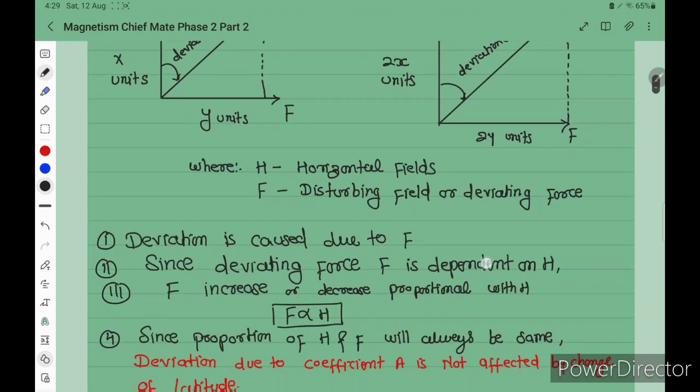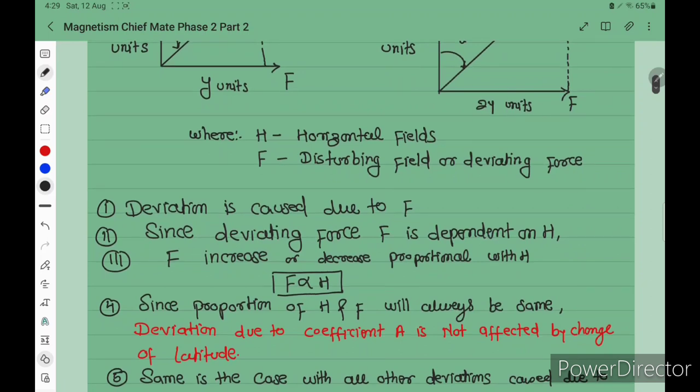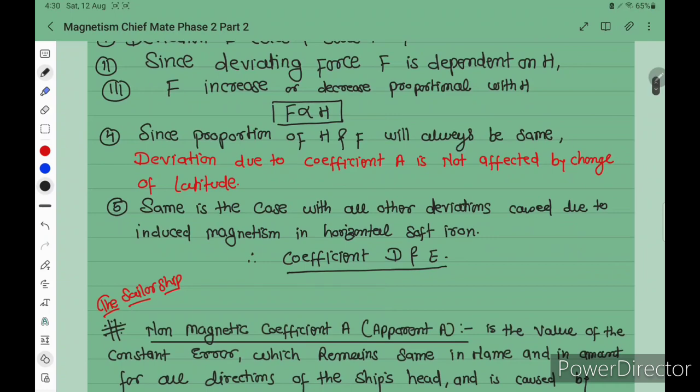How? Where H is the horizontal field, F is the disturbing field or deviating force. Deviation is caused by F. Since deviating force F depends on H, the horizontal component, F increases or decreases in proportion to H. So F is directly proportional to H. Since the proportion of H and F will always be the same, deviation due to coefficient A is not affected by change of latitudes. The same is the case with all other deviations caused by induced magnetism in horizontal soft iron, therefore coefficients D and E.